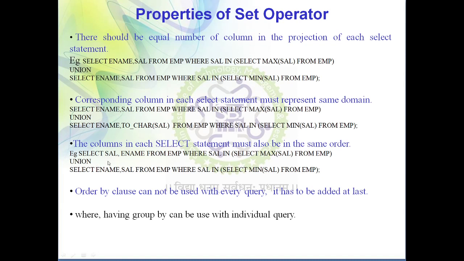Okay, now the third is that the columns in each select statement must also be in the same order. We have seen the number of attributes should be the same, their data type should be the same, and their sequence also should remain the same. Suppose in this case first sal then ename, and in the second query first ename and then sal, this is not allowed. So it should be in the same order, like ename comma sal, ename comma sal, this is allowed. That means you cannot change their sequence in the select statement. So this is the third property that you should remember about a set operator.